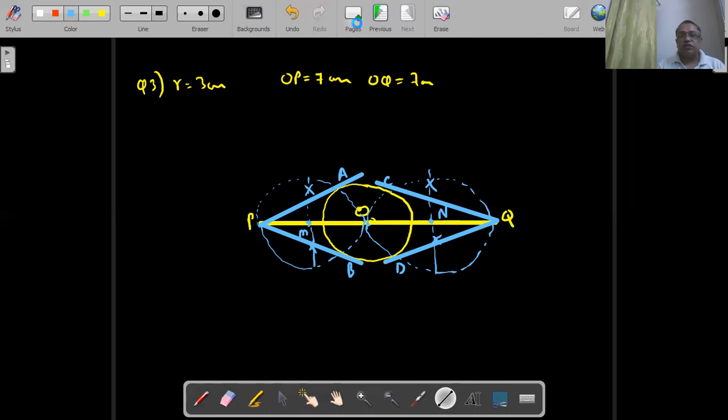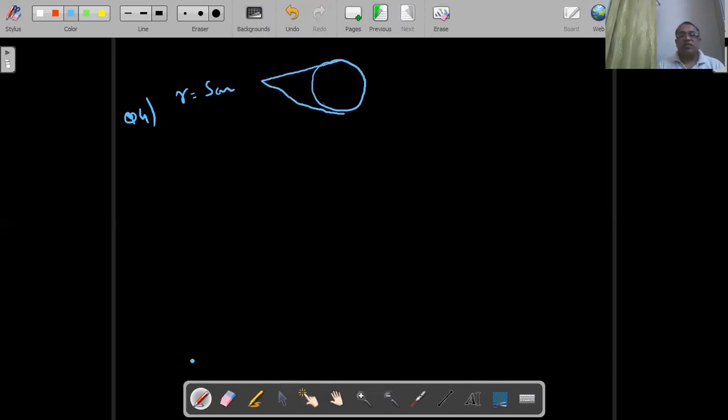Okay, we go on to the next question, number 4. Construct a pair of tangents to a circle of radius 5 centimeters which are inclined to each other at 60 degrees. Now this is an important question. See here, what they mean is that this angle should be 60. The tangents are inclined at an angle of 60 degrees with each other. So this angle has to be 60.